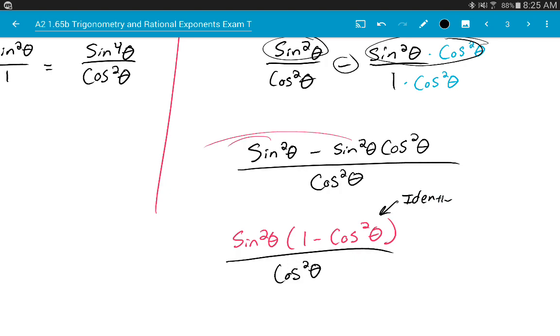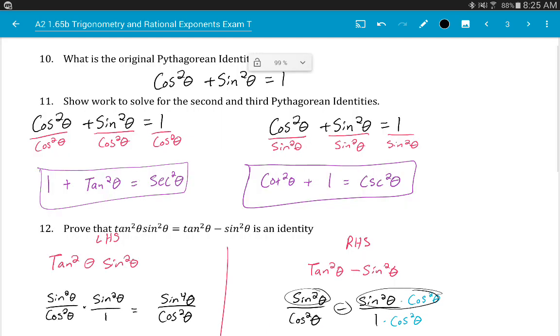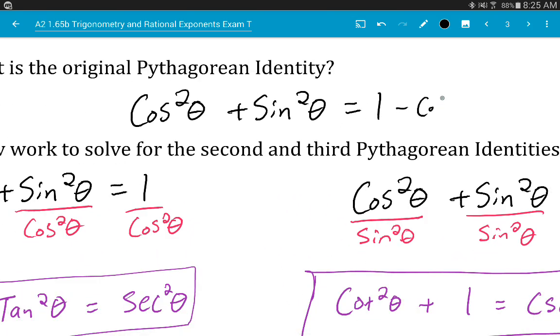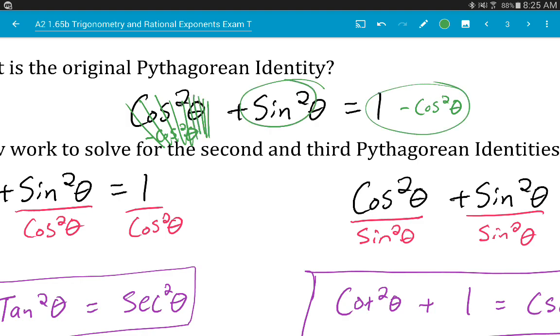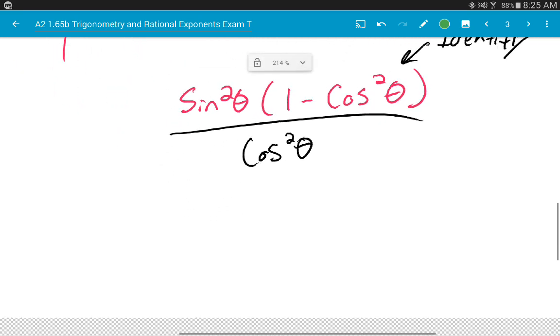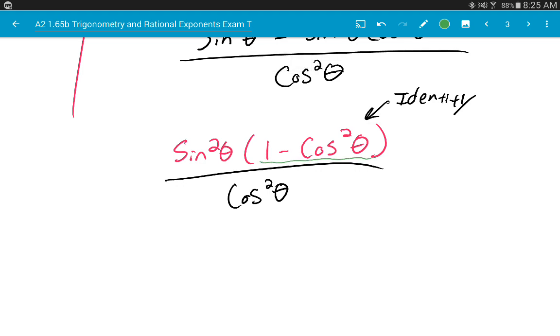So let me go to the identities. 1 minus cosine squared. Let's see if I can come up with that somewhere. If I subtract cosine squared on this side and subtract cosine squared on this side, this will cancel out. And I'm going to get that 1 minus cos squared equals sine squared. Perfect. 1 minus cos squared equals sine squared. So that means this right here can become sine squared theta.